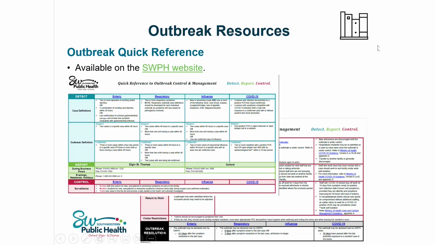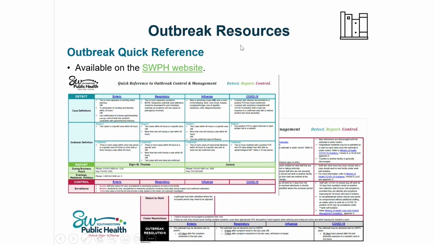Okay, and then we've also updated our outbreak quick reference tool. This is a handy tool that you might want to have printed off for staff at the nurses' stations. It reviews a high-level summary of the different types of outbreaks. So enteric, respiratory, influenza, and COVID outbreaks are all covered on this one tool. It's 3 pages. The case definitions and outbreak definitions are summarized on here, as well as a high-level summary of the outbreak control measures and outbreak resolution criteria.